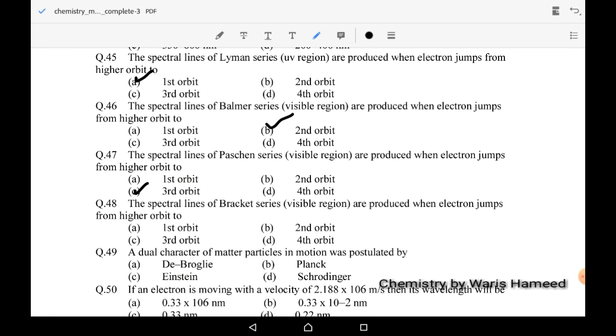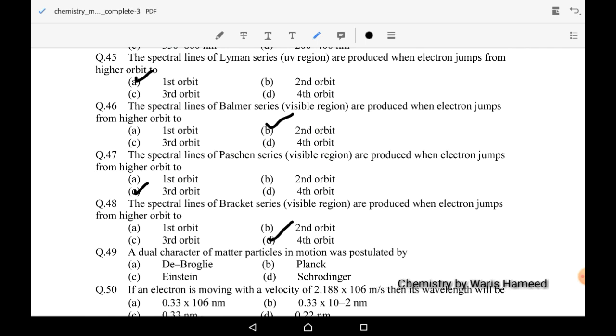The spectral lines of Brackett series are produced when an electron jumps from a higher orbit to the fourth orbit. And the last one is Pfund series. When an electron jumps from a higher orbit to the fifth orbit, it will fall in Pfund series.